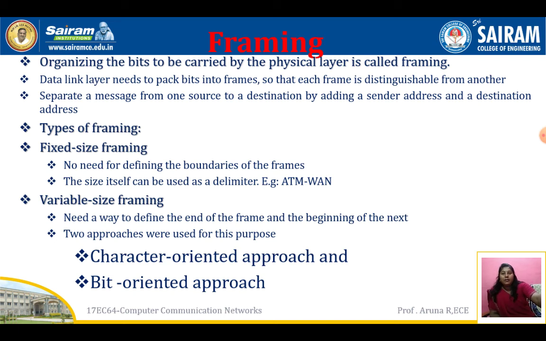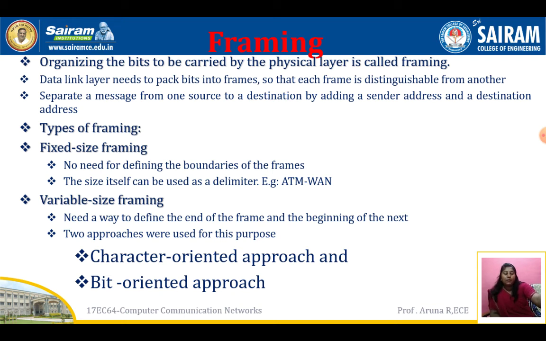Here in framing you are having two types of framing, that is fixed size framing and variable size framing. In fixed size framing, no need for defining the boundaries of the frames, because fixed size means if I tell 10 bits, every frame is having only 10 bits. From the 11th bit, it belongs to the second frame. From the 21st bit, it belongs to the third frame. Likewise, there is no need to put the boundaries for the frames in fixed size. The size itself can be used as a delimiter. Example is ATM WAN.